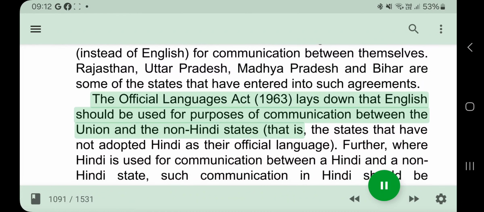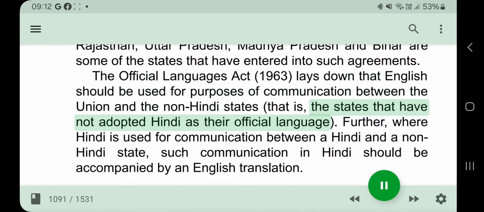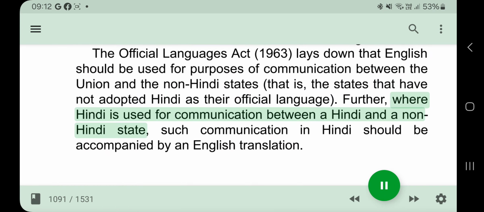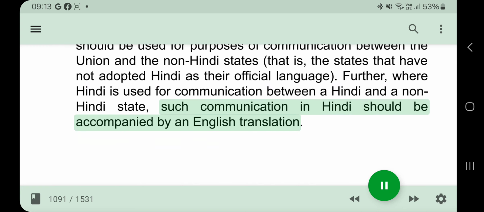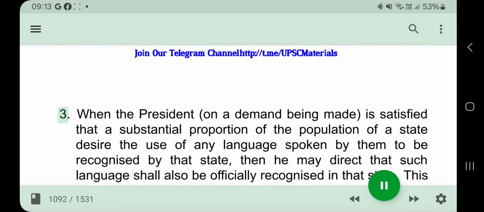The Official Languages Act, 1963, lays down that English should be used for purposes of communication between the Union and the non-Hindi states, that is, the states that have not adopted Hindi as their official language. Further, where Hindi is used for communication between a Hindi and a non-Hindi state, such communication in Hindi should be accompanied by an English translation. 3.